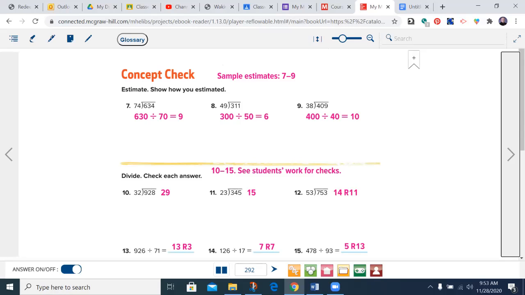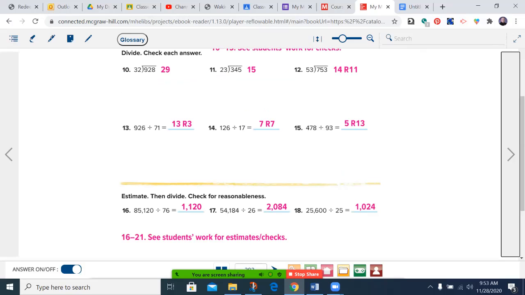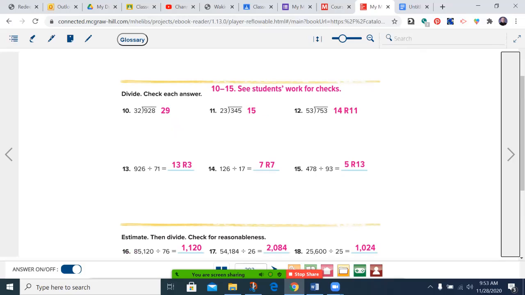9, 409 divided by 38. 38 is close to 40. 409 is close to 400. 400 divided by 40 is 10. Now in this part, you needed to divide. You could check your answer using multiplication. Number 10, 928 divided by 32 is 29. Number 11, 345 divided by 23 is 15. Number 12, 753 divided by 53 is 14, remainder 11.